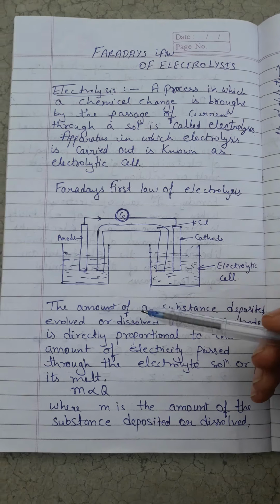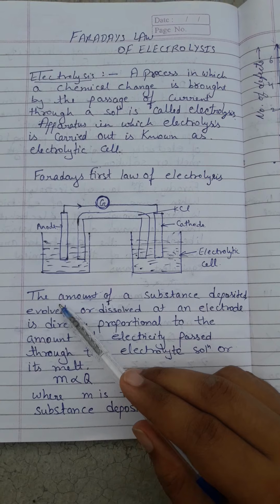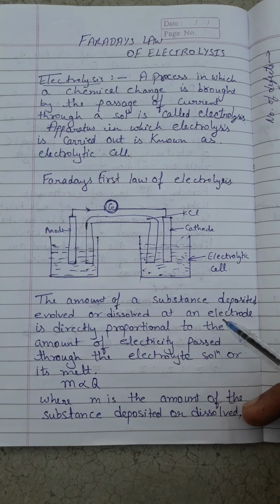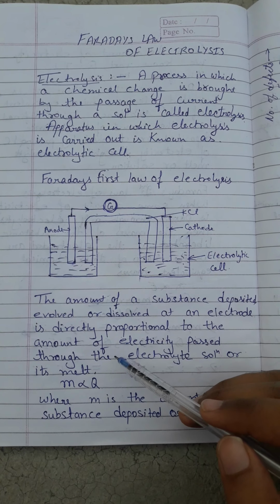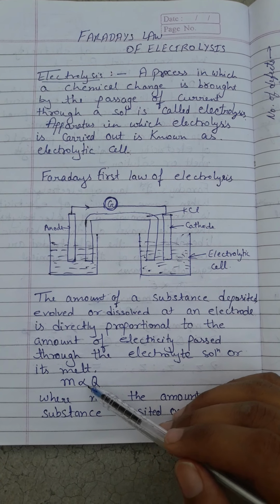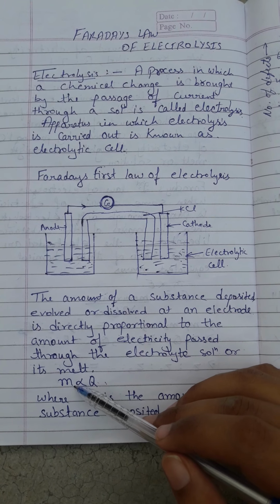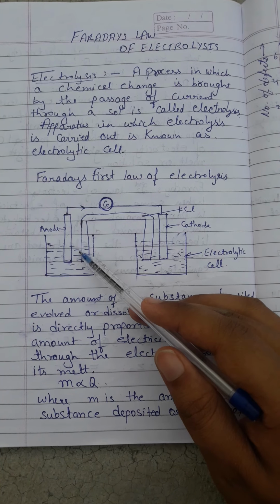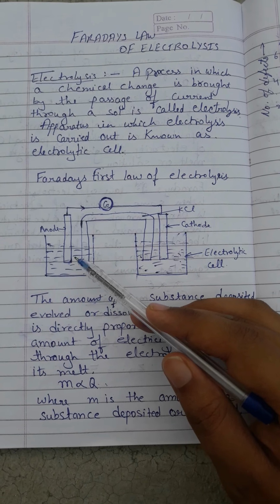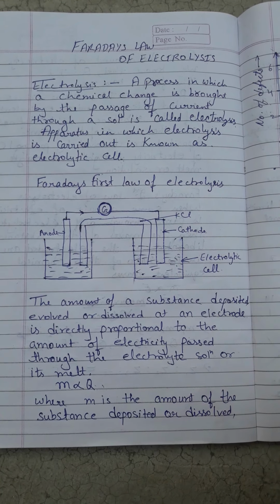So now let us learn about the first law of electrolysis, which was given by Sir Faraday. The amount of a substance deposited is directly proportional to the amount of electricity passed through the electrolytic solution or its melt. So M is directly proportional to Q. Q is charge and M is mass. So it means here the total mass deposited is directly proportional to the electricity flow, where M is the amount of the substance deposited or dissolved.